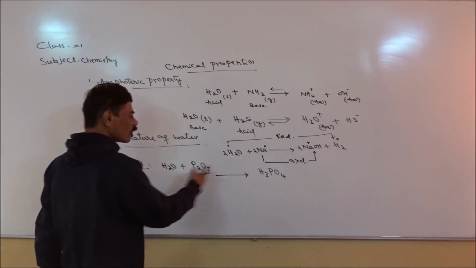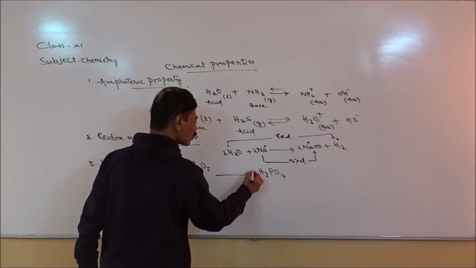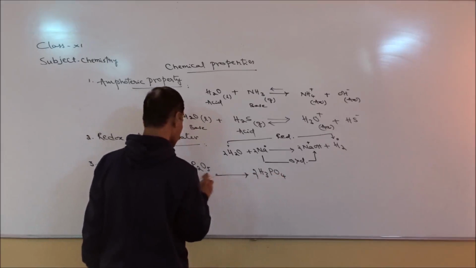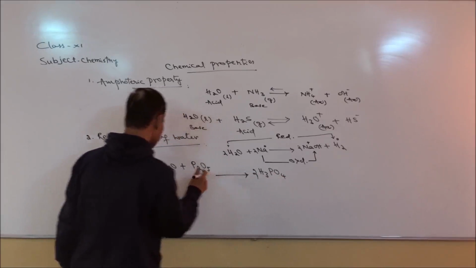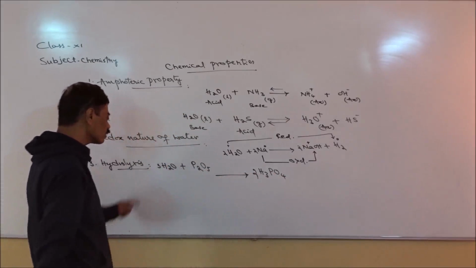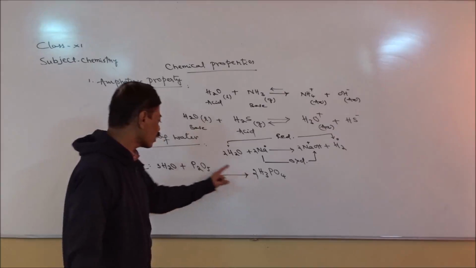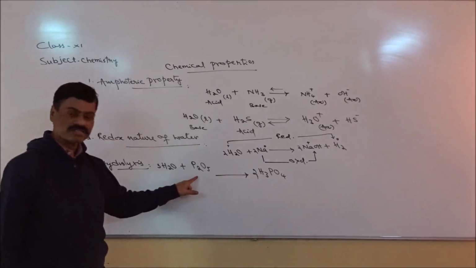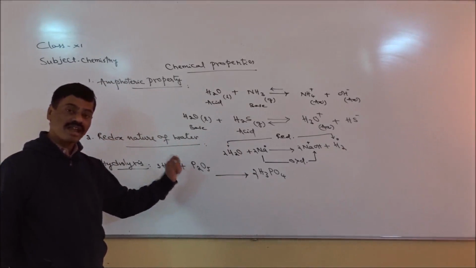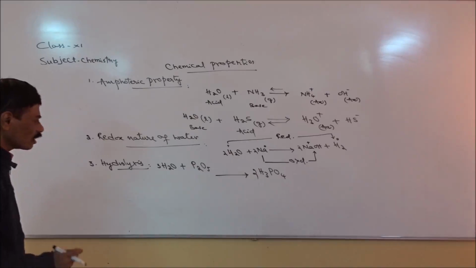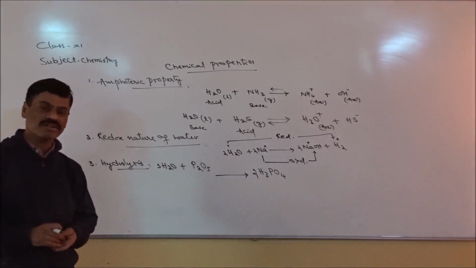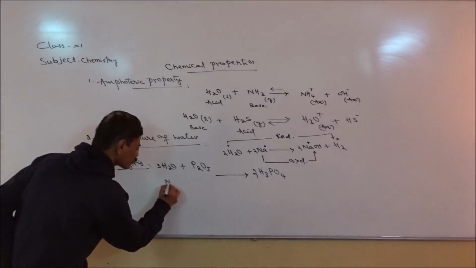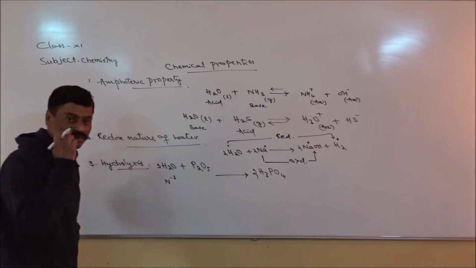Here phosphorus 2 atoms, here we have only 1 atom, so multiplied by 2. Now oxygen atoms, here 8, here we have 5, means 3 more required. So this is multiplied by 3. 6 hydrogen atoms and 2 phosphorus atoms. Yeah, it is balanced. P2O5 is phosphorus pentoxide. Here, one more example is given in your NCERT book, that is nitride. After that, we will move to the last chemical property.